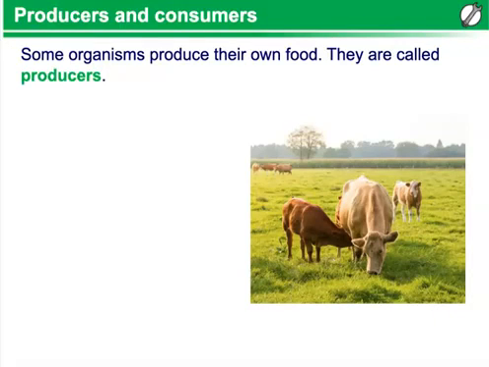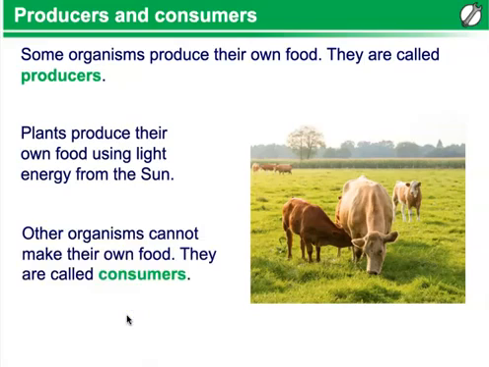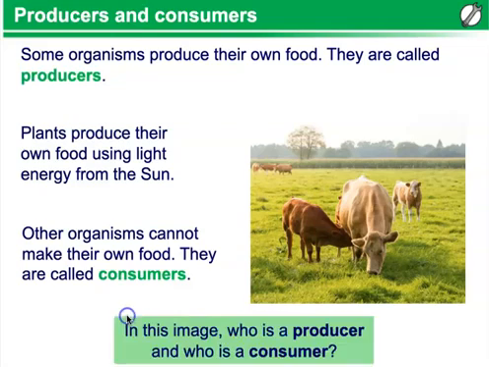Producers and consumers. Some organisms produce their own food. These are called producers. Plants produce their own food using sunlight. Other organisms cannot make their own food. They are called consumers. Some types of bacteria can also make their own food by using light or chemical reactions. In this image, who is a producer and who is a consumer?